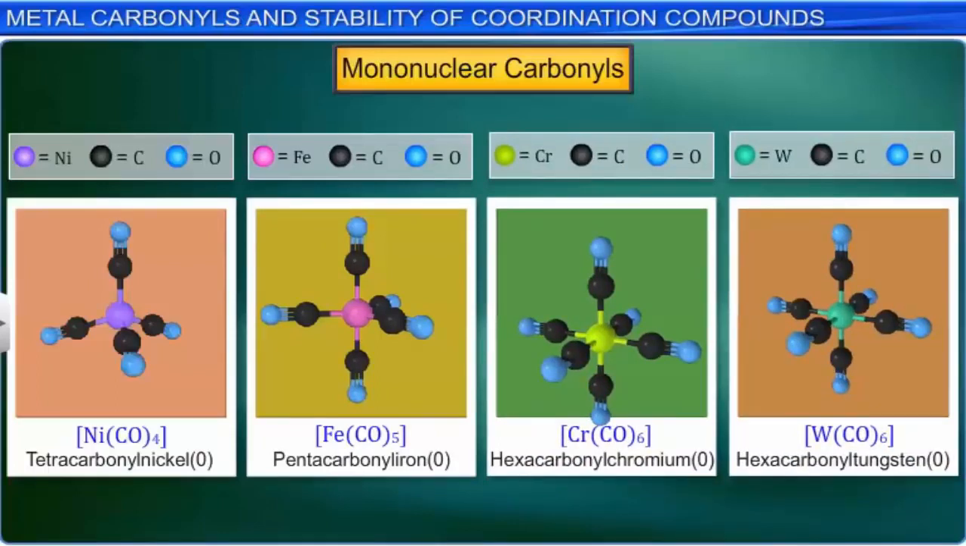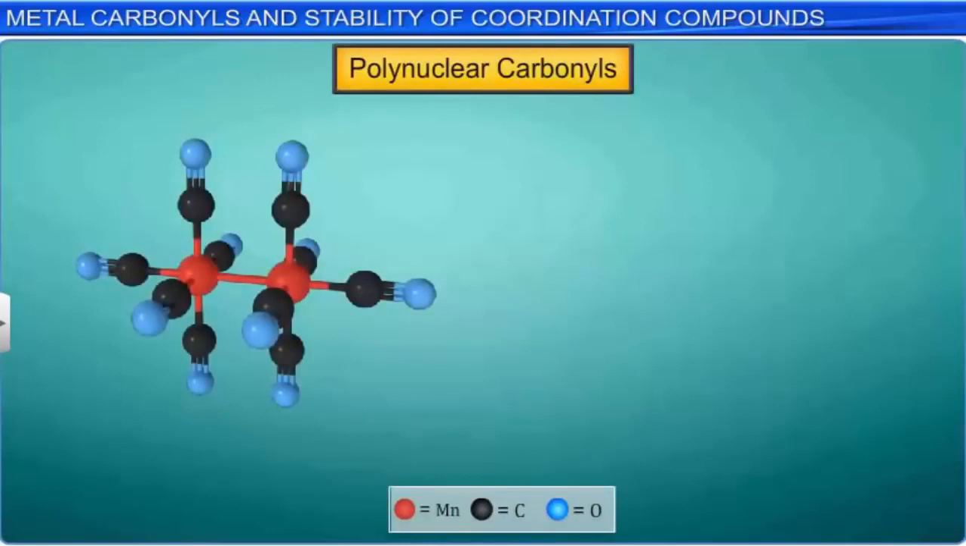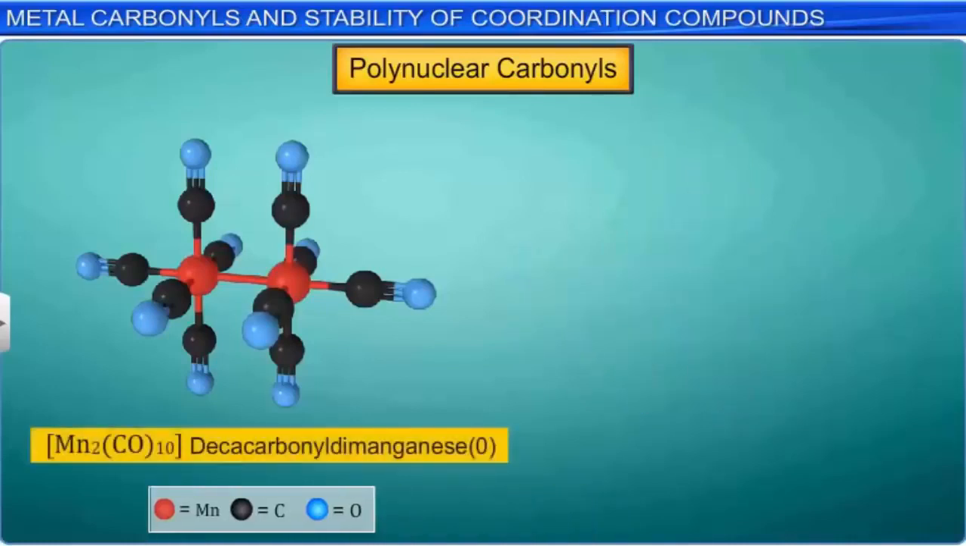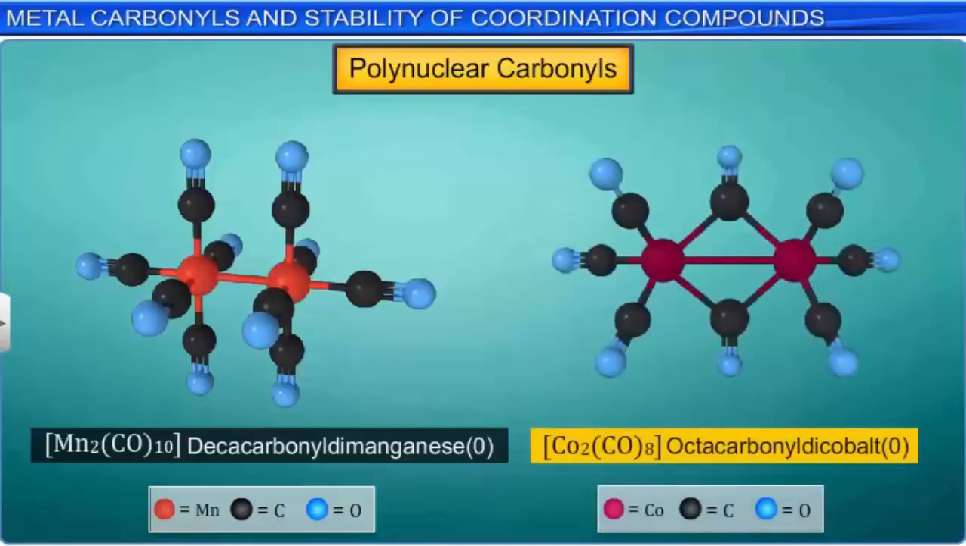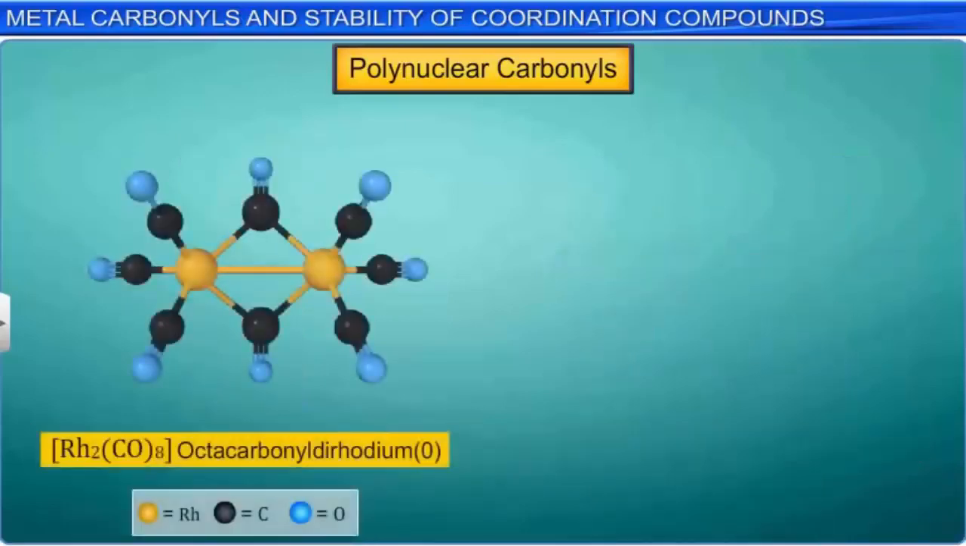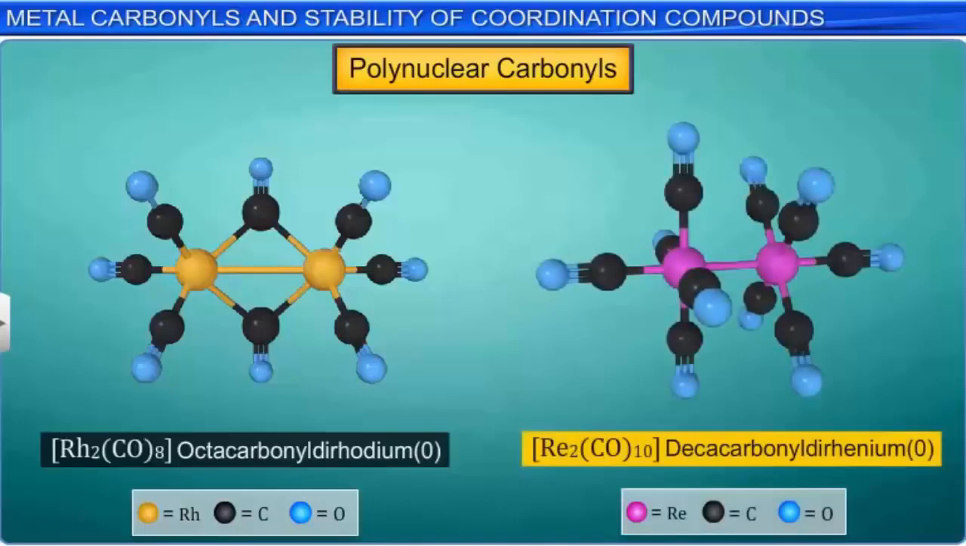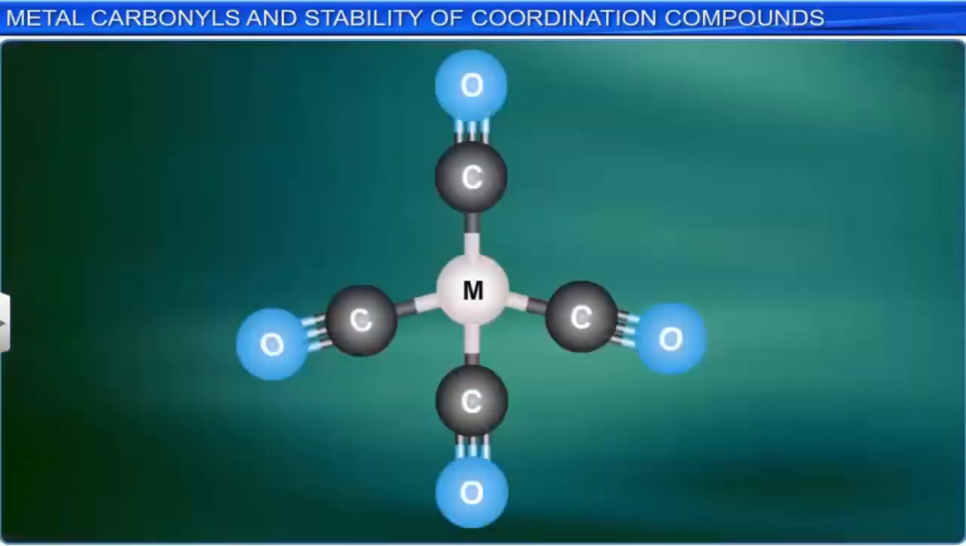On the other hand, polynuclear carbonyls contain two or more metal atoms per molecule. For example, decacarbonyl dimanganese(0), octacarbonyl dicobalt(0), octacarbonyl dirhodium(0) and decacarbonyl dirhenium(0). It is important to note that in carbonyls, the electrons that form the chemical bond between the metal and the carbon of carbon monoxide are supplied solely by the molecules of CO. Hence, the metal atom is said to be in zero oxidation state.